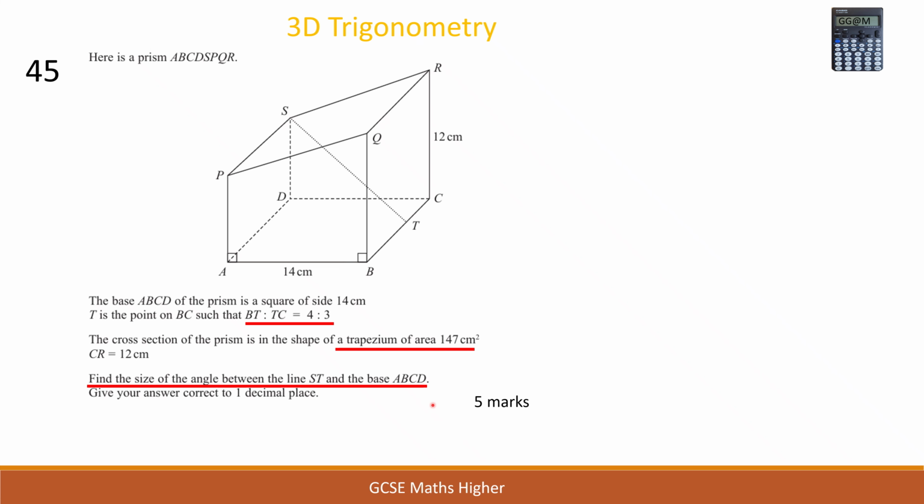You've got to work out the angle between ST and the base A, B, C, D. So the angle between ST and this base coming along here. So you could draw yourself out a little right angle triangle to help see what is going on along there. So it's probably better off to look for a triangle from S to T to D. That was the angle in between there. Is the easiest way to do it. You need to give your answer to 1 decimal place, and this will be worth 5 marks.